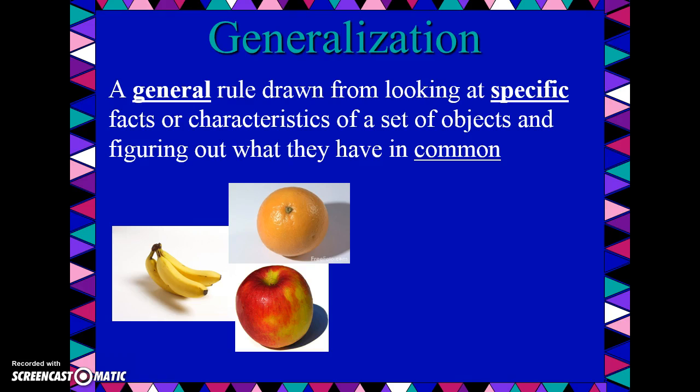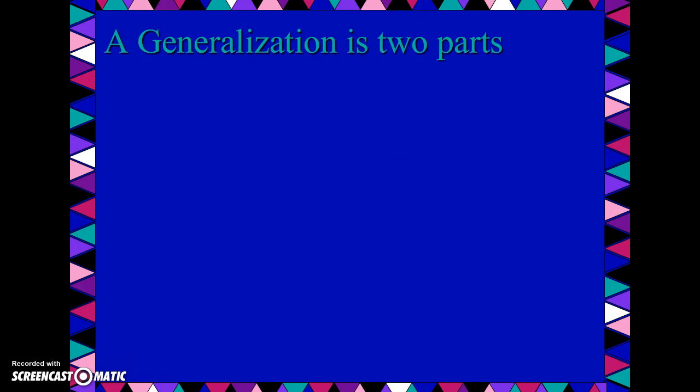So first off, a generalization. A generalization is defined as a general rule drawn from looking at specific facts or characteristics of a set of objects and figuring out what they have in common. Looking here on the screen, you can see we have a banana, an orange, and an apple. So what do these things have in common? You probably think about what you know, your own experiences. You've probably eaten or at least tried these things. You've taken a science class. You know that what they all have in common is that they are a fruit. Each of them is a different type of fruit. Now that would be a generalization about these three objects.